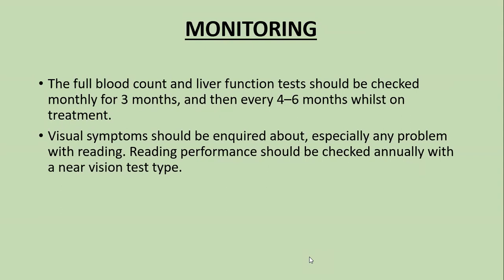Full blood count and liver function tests should be checked monthly for 3 months, then every 4 to 6 months. Visual symptoms should be inquired about, especially any problem with reading. The reading performance should be checked annually with near vision test type.